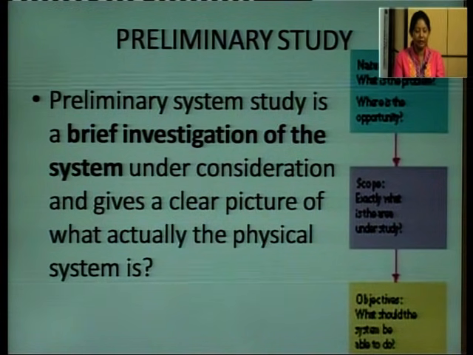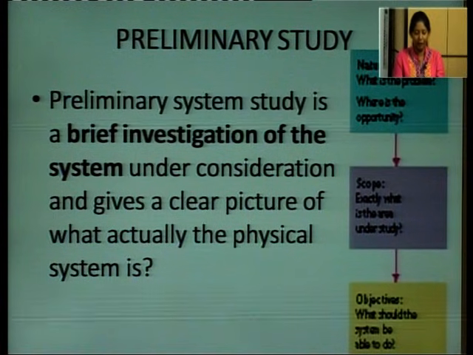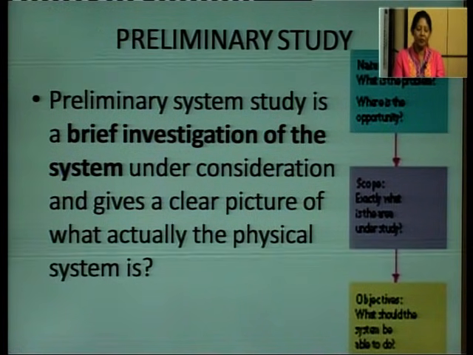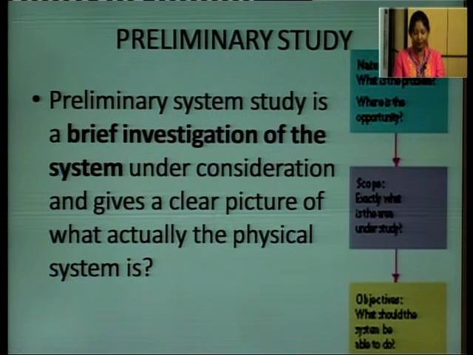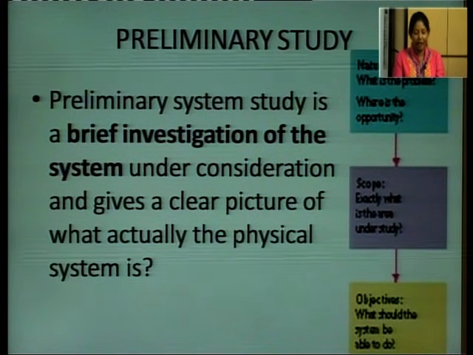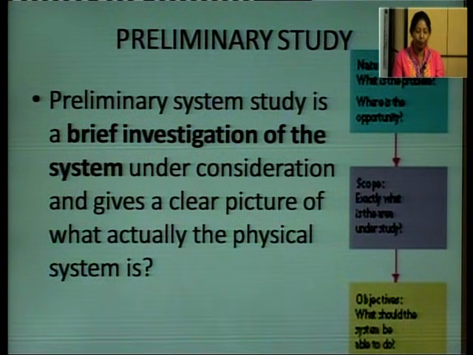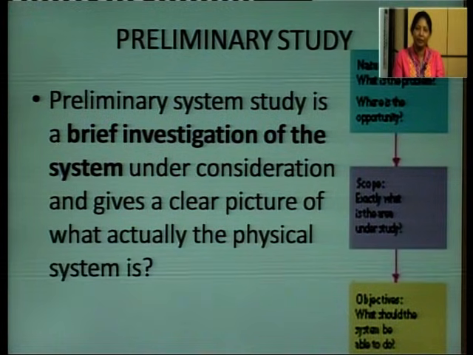In practice, the system study is done in two phases. The first phase is the preliminary survey of the system, which helps in identifying the scope of the system. The second phase is a more detailed, in-depth study, in which the user requirements, the limitations, and the problems of the present system are studied.